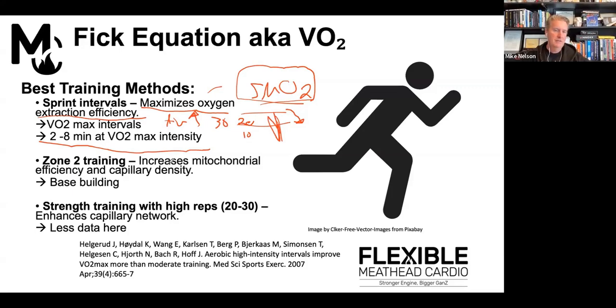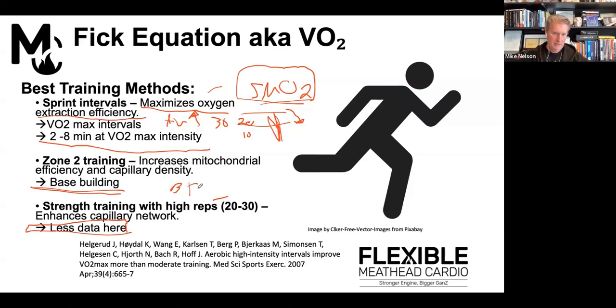Zone 2 can help by increasing mitochondrial efficiency and capillary density, so we're able to create more oxygen. Again, back to building a strong base. There's some evidence that training with high reps may enhance the capillary network. Not a ton of data here. There's not a ton of data to determine what is the best method to do that.